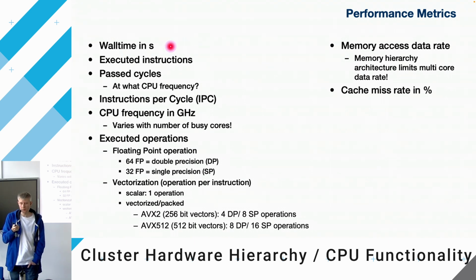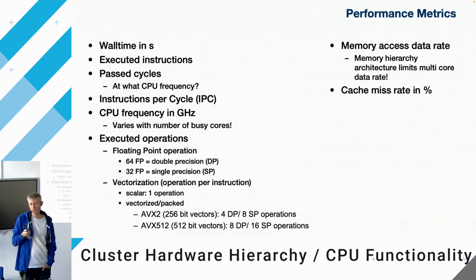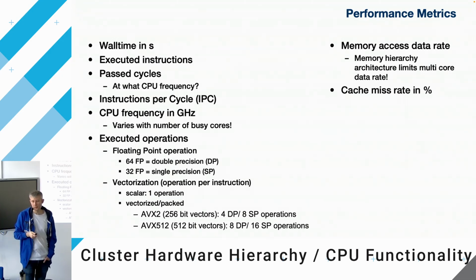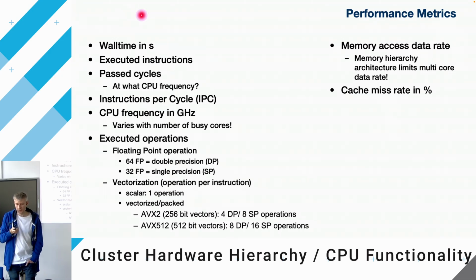We can take a look at the number of executed instructions. Therefore, there's a counter in the CPU. It just counts the instructions, and we can read it out. Then we know how many instructions were executed. We can look at the passed cycles. A cycle depends on the CPU clock, therefore the CPU frequency, the clock frequency. Therefore, we can see, from the start of the program to the end of the program, how many cycles have passed.